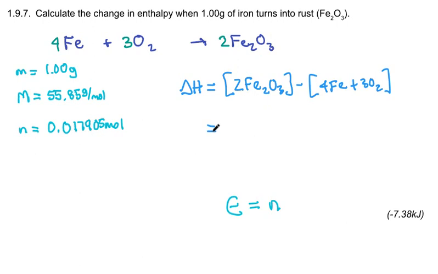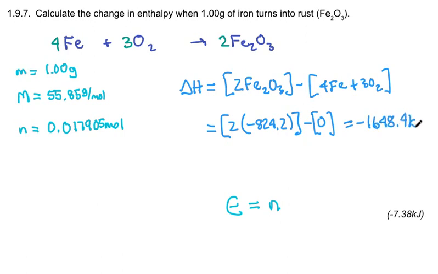And when we go to our data book for numbers, we get 2 times iron 3 oxide is minus 824.2. Minus 4 times 0 plus 3 times 0 is just 0. So we could have completely ignored our reactants. We would have been fine. 2 times 824.2 is going to be minus 1648.4 kilojoules. That is our delta H. That is our enthalpy of reaction for this reaction as written.